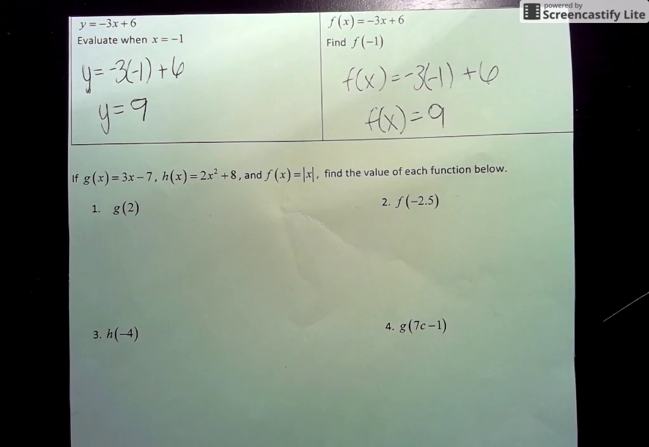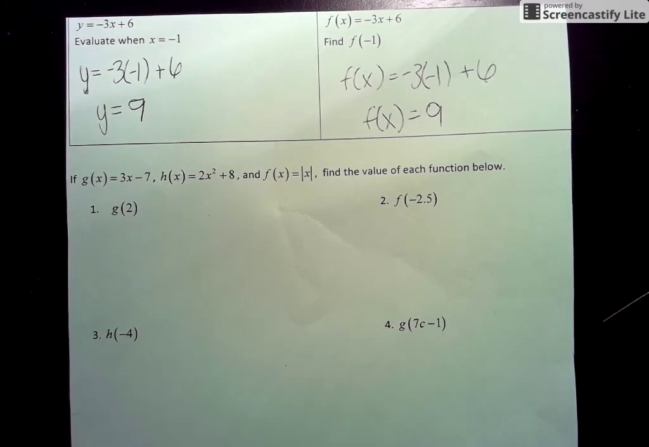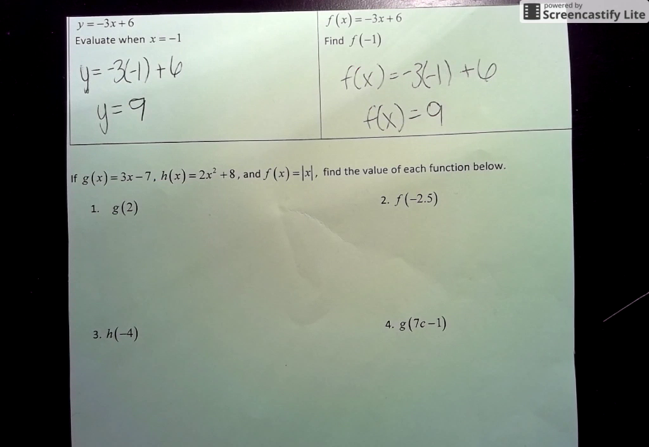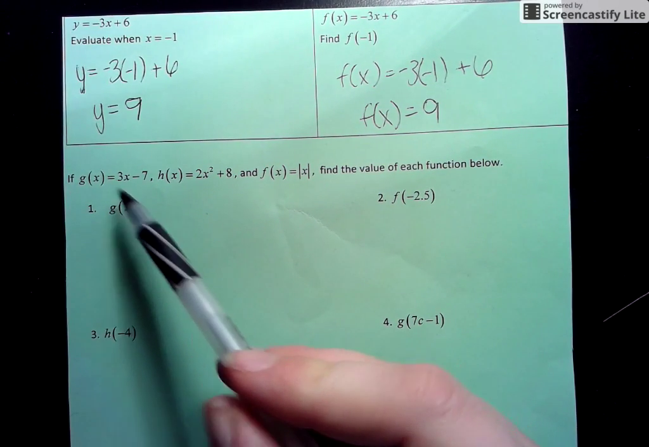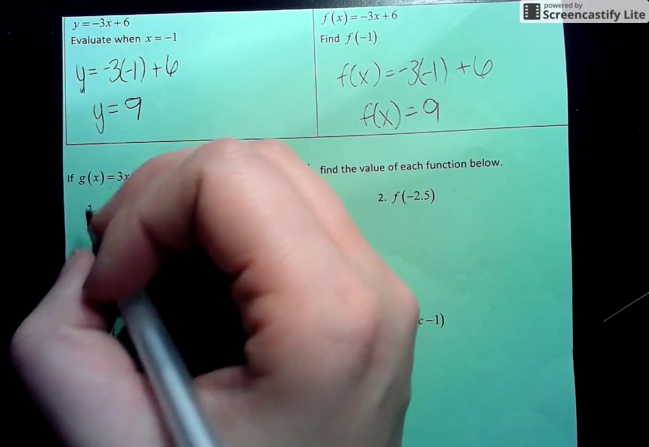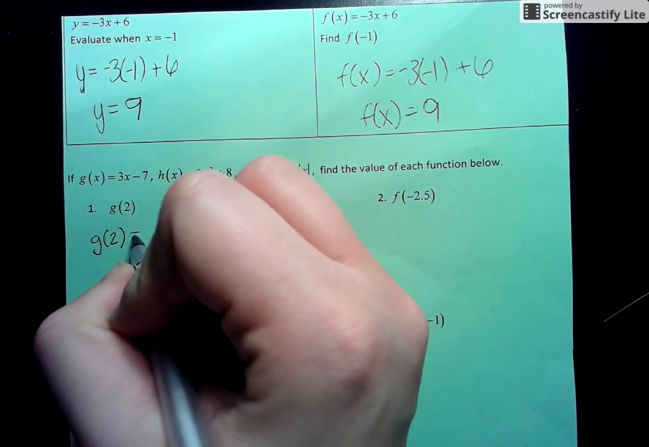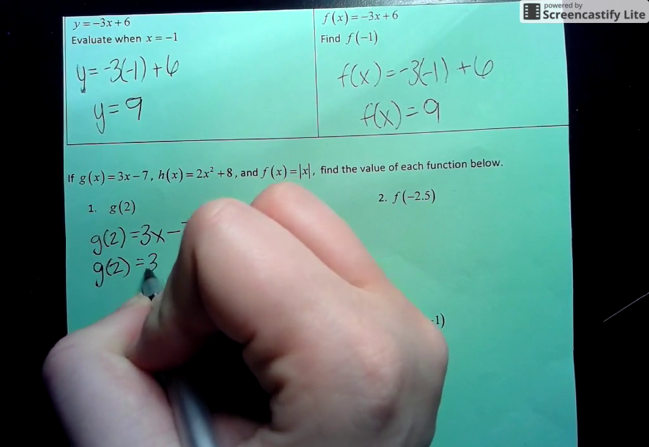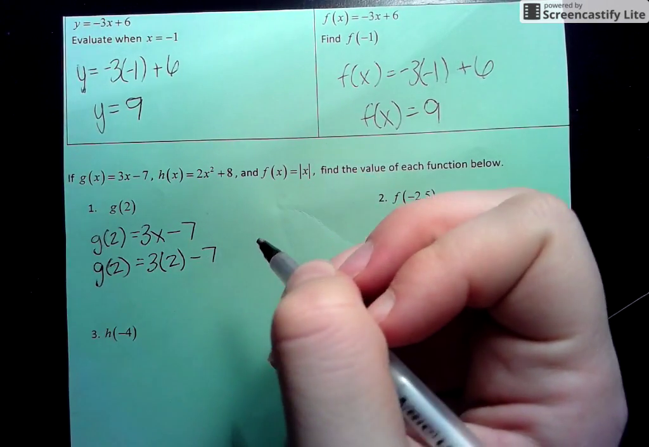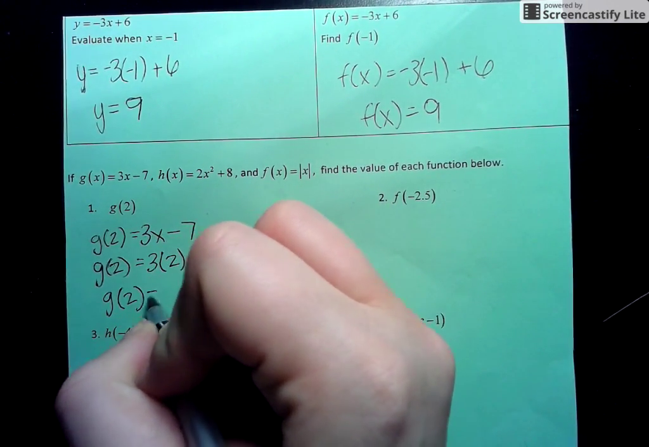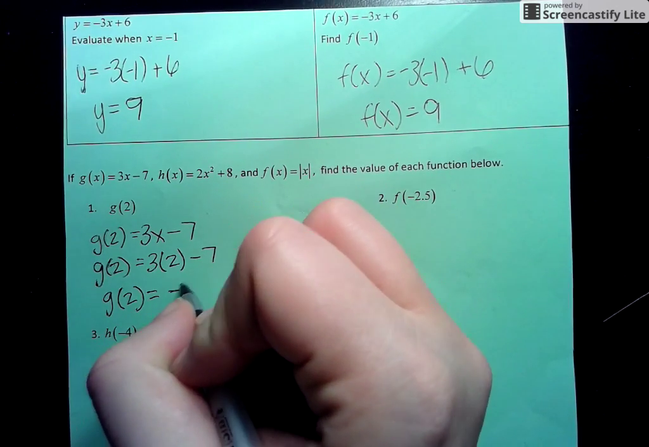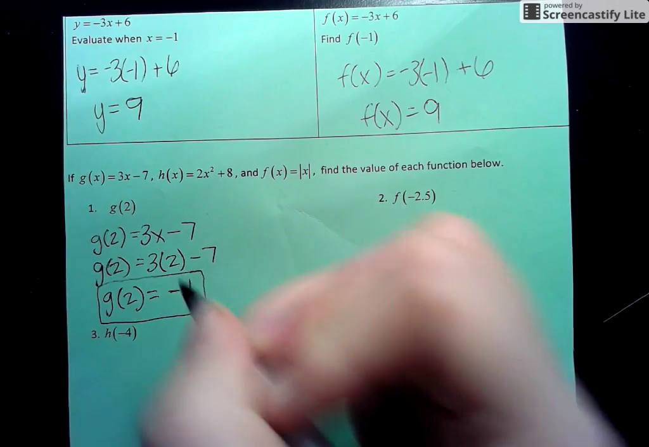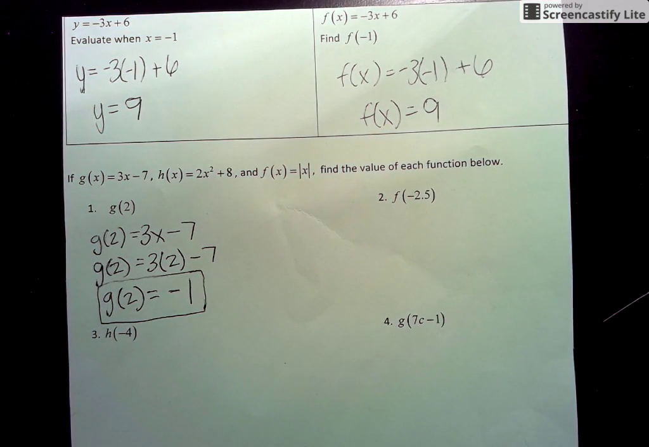Same answer, same steps. So if g of x is equal to 3x minus 7, and h of x is equal to 2x squared plus 8, and f of x is equal to the absolute value of x, find the value of each function below. Because this is g of 2, that means you're going to use this formula because it's a g. So it's going to be g of 2 equals 3x minus 7. So g of 2 is equal to 3 times 2 minus 7. So g of 2 is going to equal 6 minus 7, which is -1. So g of 2 is equal to -1.